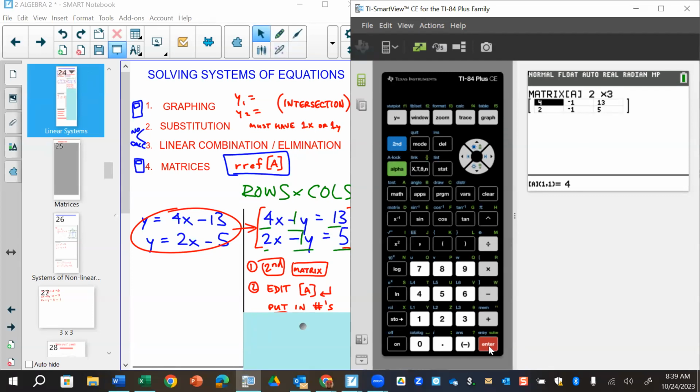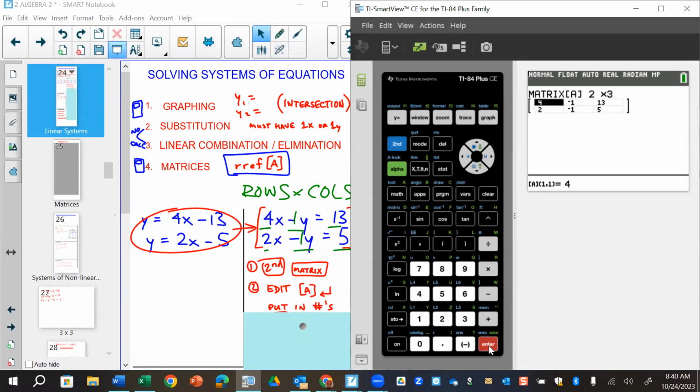Show it to me. Yeah, you're not in the right place. You're supposed to go second matrix and then over to edit. You're on the stats, which was good for regression equations, because you just did that worksheet, right? Nope. So here you go.